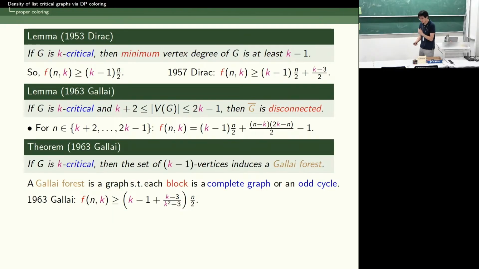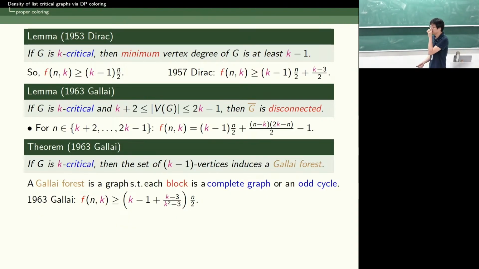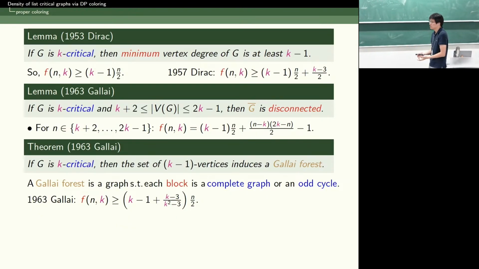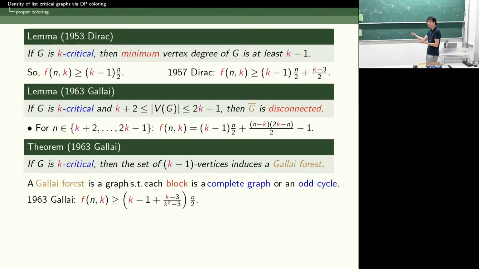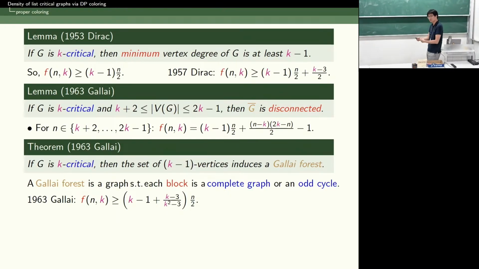But not only did he prove this structure theorem, he made a conjecture. He said, okay, if the minimum degree vertices form a Gallai forest, what's the worst case? The worst case is probably this Gallai forest with one extra vertex, where the extra vertex is connected to this Gallai forest in a certain way. So he proposed some structure. He said, okay, this will be the worst case.